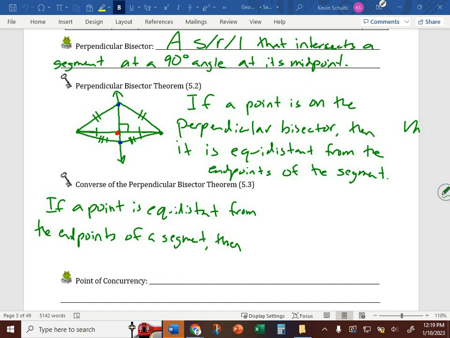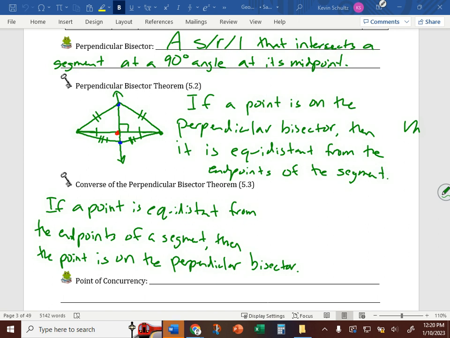It's bisected by a perpendicular bisector. It's on a perpendicular bisector. Then the point is on the perpendicular bisector, right? If a point is equidistant from the endpoints of a segment, then the point is on the perpendicular bisector. Okay, which makes sense.